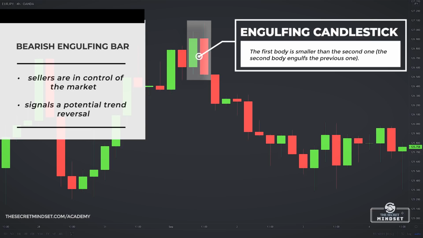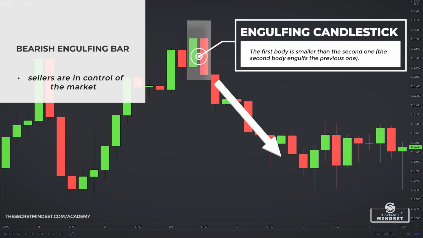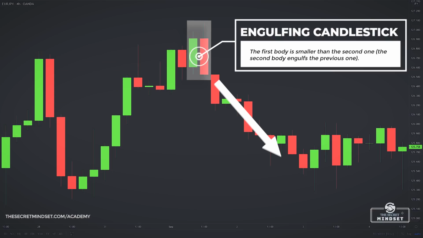When this pattern occurs at the end of an uptrend, this indicates that buyers are engulfed by sellers, which signals a potential trend reversal. Why is that? Because buyers are losing control of the market and sellers are trying to push the market to go down.